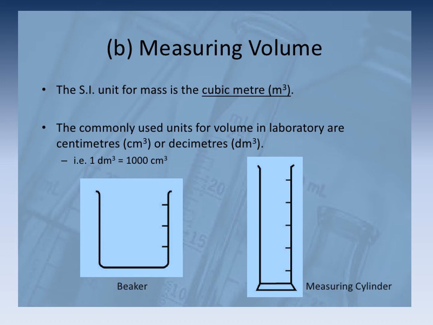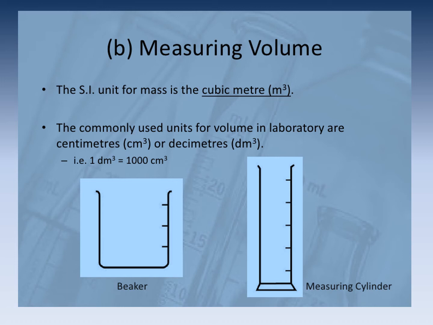And in order to convert, 1 cubic meter is equal to 1000 decimeter cube, and 1 decimeter cube is equal to 1000 centimeter cube. Now there is a question: how do we measure volumes of liquids? We know that scientific experiments often involve liquids, and the figure over here shows some of the apparatus which is commonly used to measure the volume of liquids. One apparatus is the beaker and the other is the measuring cylinder.